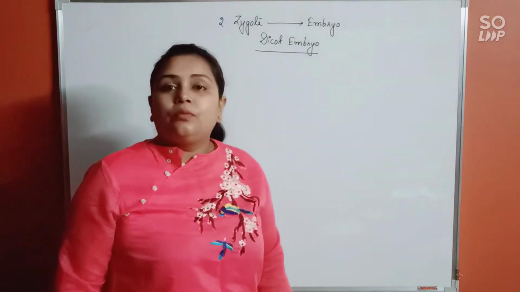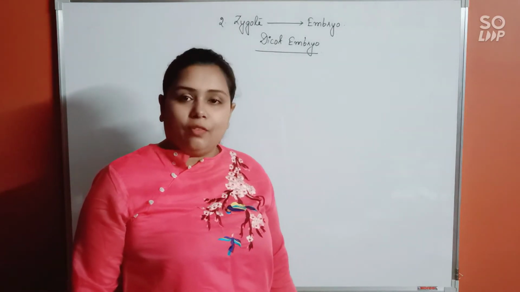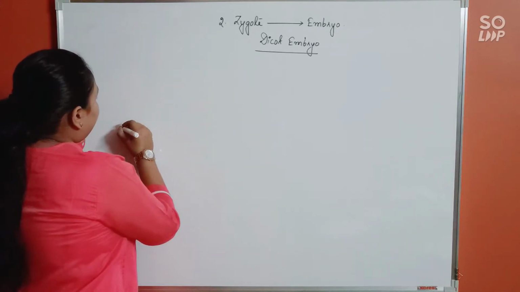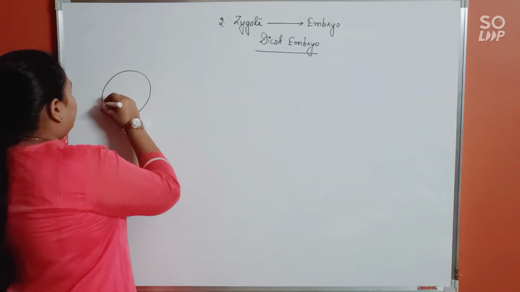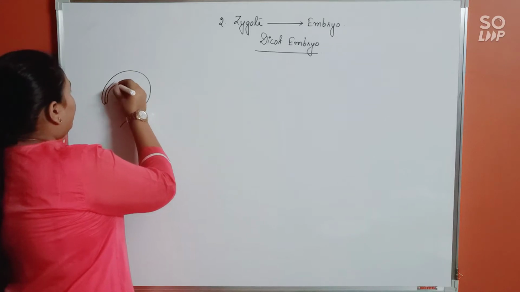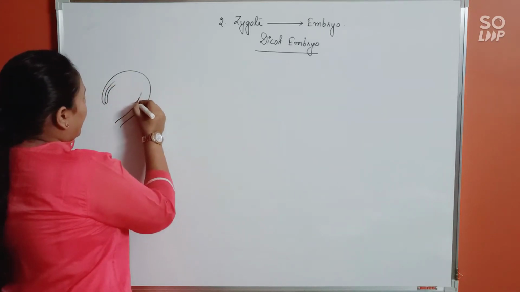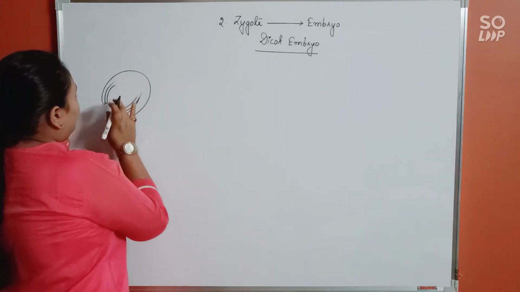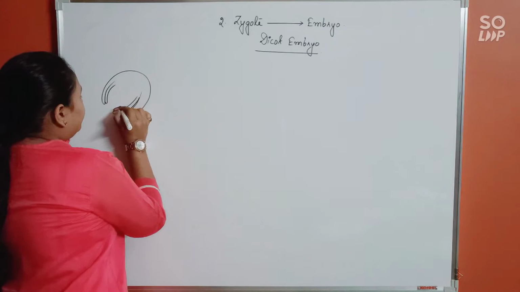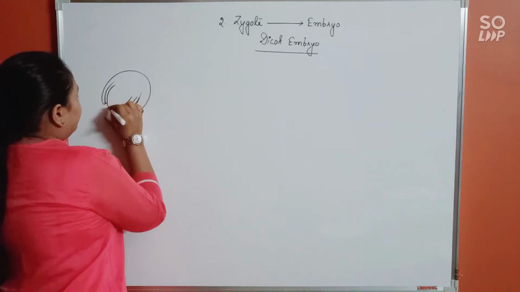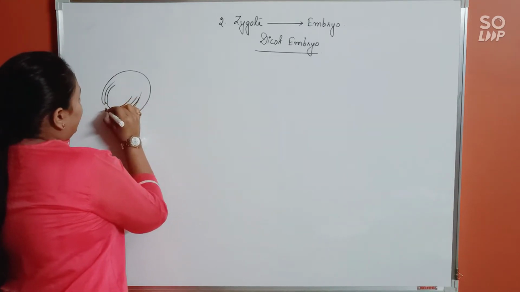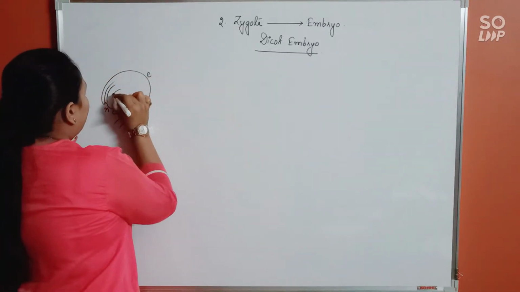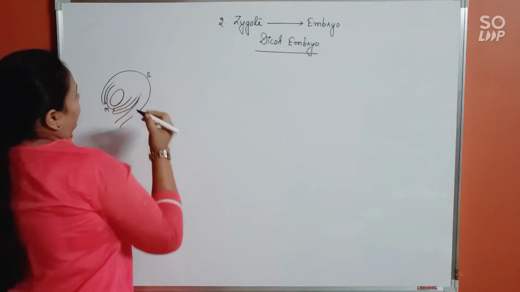Now, first of all, for dicot embryo development, you have to recall the structure of ovule. The most common type of ovule being anatropous ovule, or inverted ovule. This being the micropyle, this being the chalaza, isn't it? And this is the embryo sac.